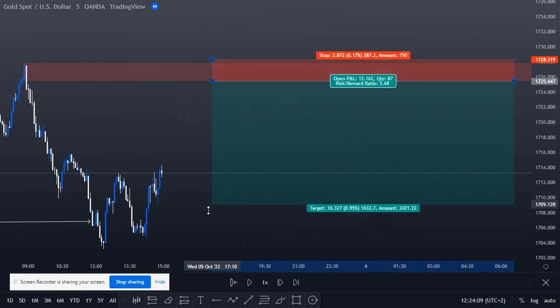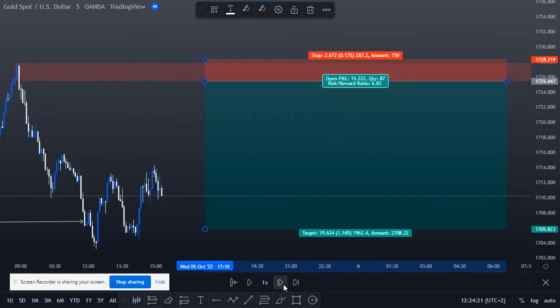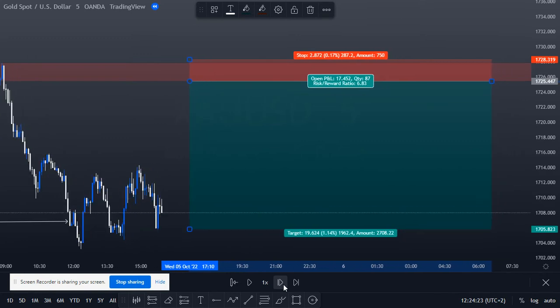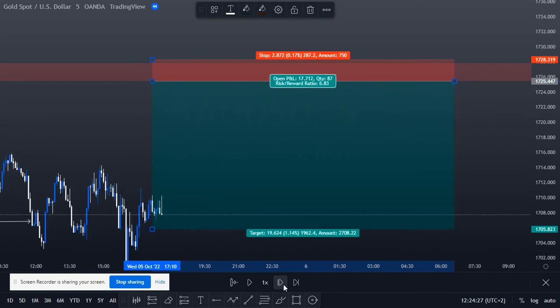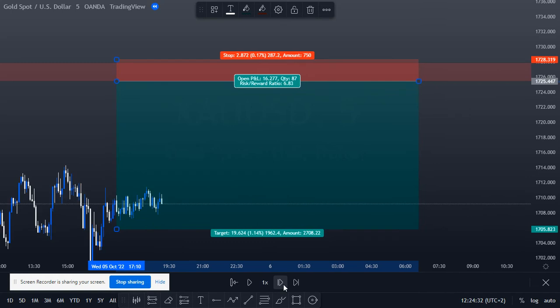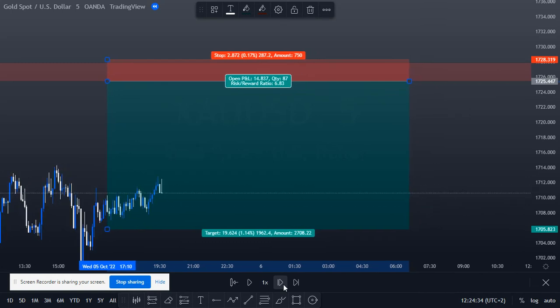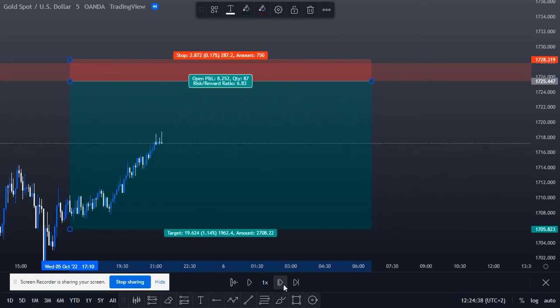Now, because this idea started on a 4 hour, after our order has been clicked or activated, we'll then move to our 4 hour chart in order to get our take profit. Now, we'll let the market play out. The market keeps on going down, continues going up, so it's in a ranging form. So we let the market play out and see what happens if our order is activated.